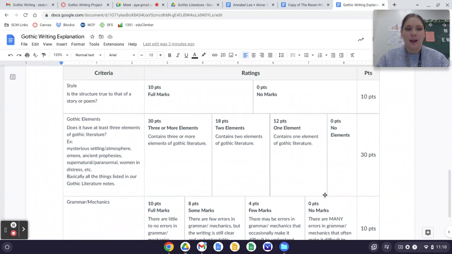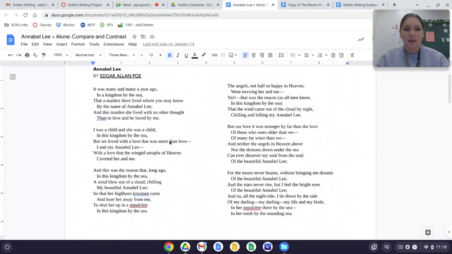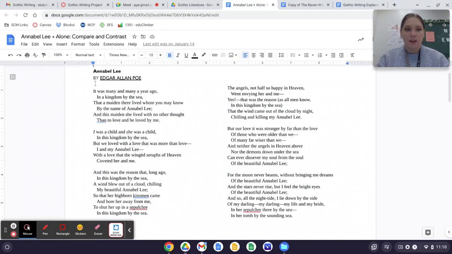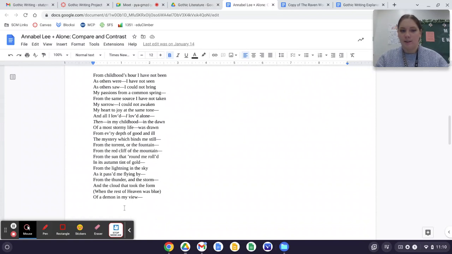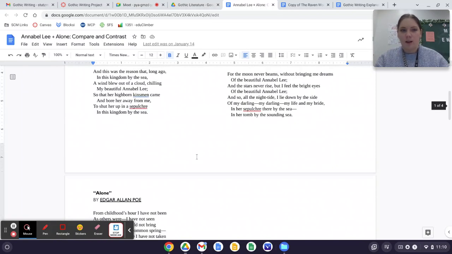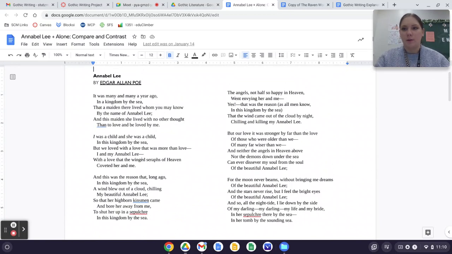But just to go through that again, style. Is the style true to that of a story or a poem? Looking at these examples, like Annabel Lee and Alone, lines are not super long. Each line has its own line, and it's broken up into stanzas. However many lines you want per stanza is up to you. Annabel Lee has 6 lines in each stanza, while Alone is just one giant stanza with rhyming words at the end. That is all your choice, writer's choice, on how you want to break up your poem.